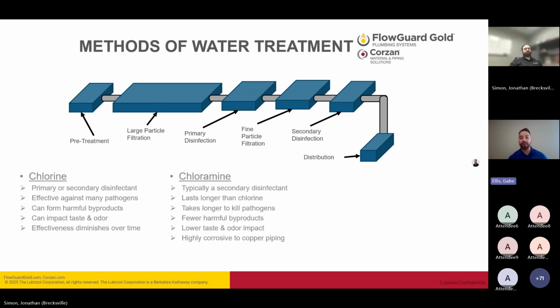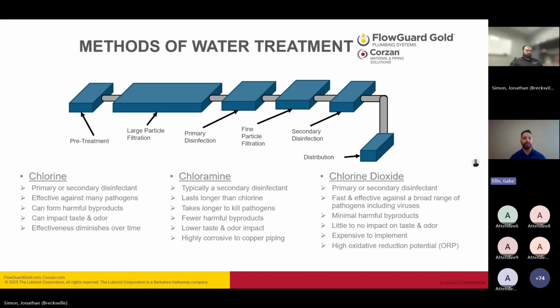Chloramine is generated on site by mixing chlorine and an ammonia mixture, and it came on board in the 2000s. The EPA really cracked down on disinfection byproducts, leading to a spike in chloramine being used. It's typically used as a secondary disinfectant. It takes longer to kill pathogens. It has a lower taste and odor impact, but it's highly corrosive with copper piping. And Jonathan will talk a little bit about this, but it strips that internal patina away from the inside of the copper piping, creating pinhole leaks.